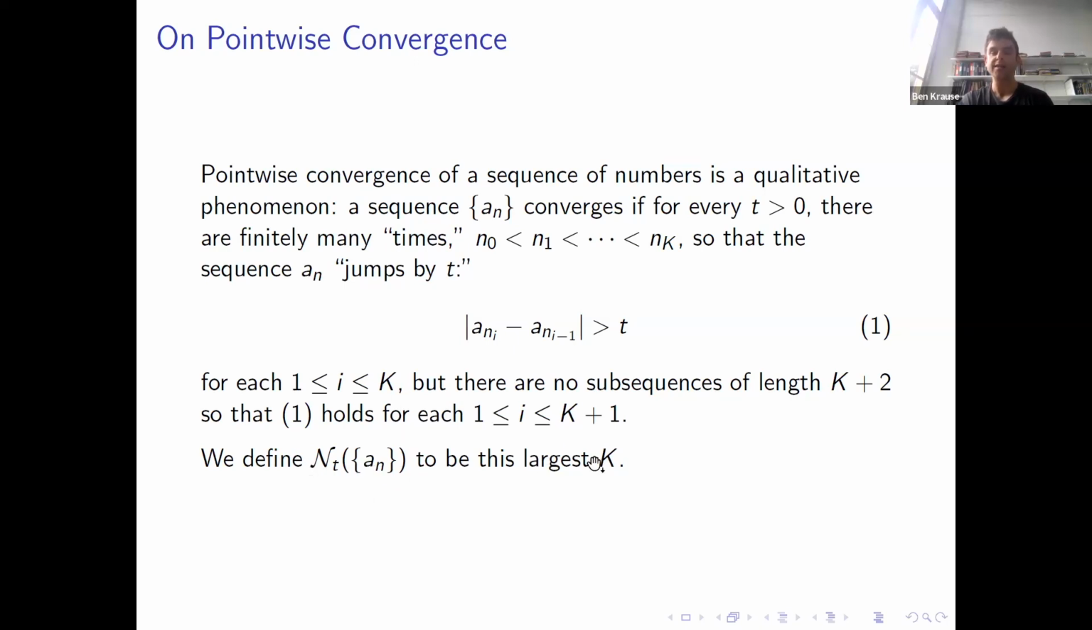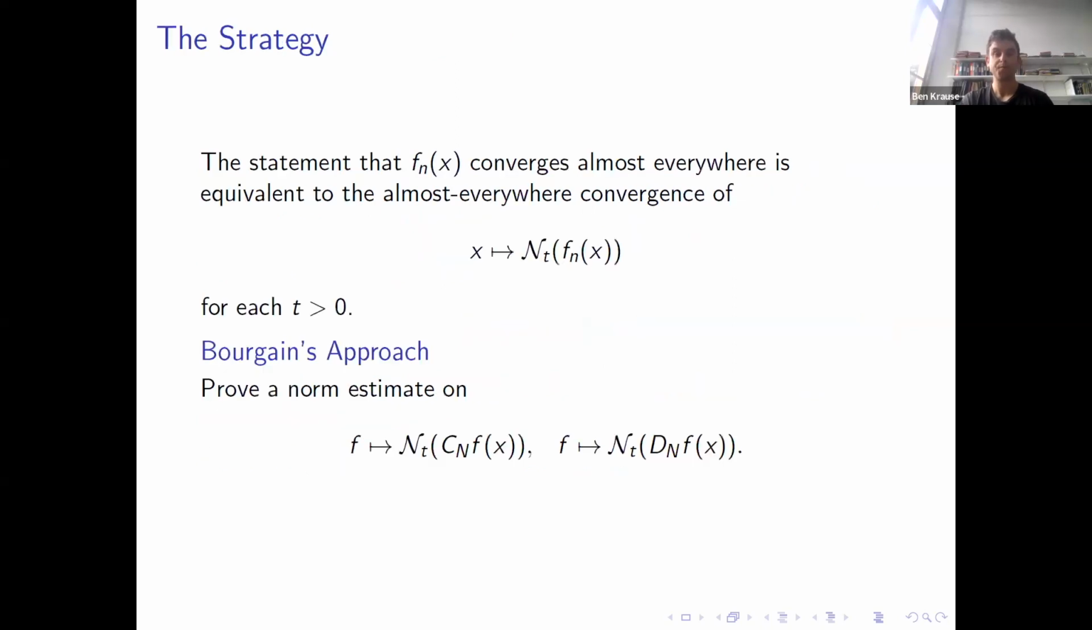So the statement that N_t of a_n is k means that there's some sequence of times n_0 up to n_k, so that a_{n_i} minus a_{n_{i-1}} is bigger than t, but you can't find any larger subsequence. So this captures the amount of fluctuation over altitudes t that your sequence makes. And the statement that F_n converges almost everywhere is equivalent to the almost everywhere convergence of the map that sends x to the jump counting function at altitude t of the sequence F_n of x. So the idea is that for every x, I evaluate F_n at the point x. So I get a sequence of scalars, F_n of x, and I count how many times the sequence of scalars oscillates, or jumps, by an altitude of t.